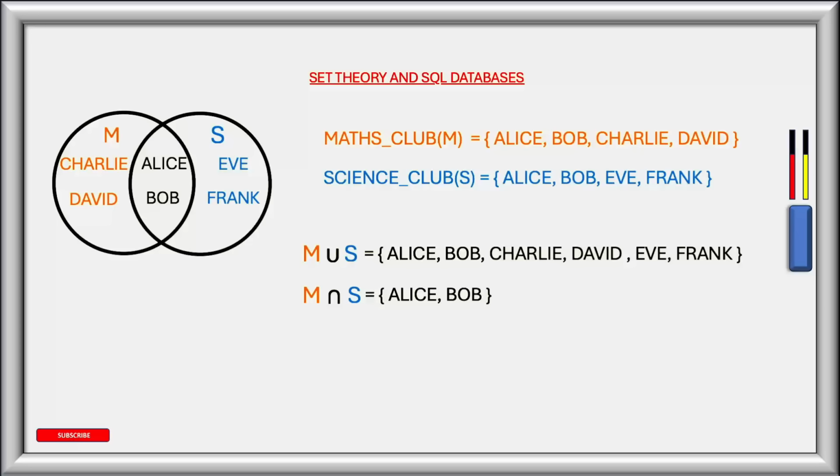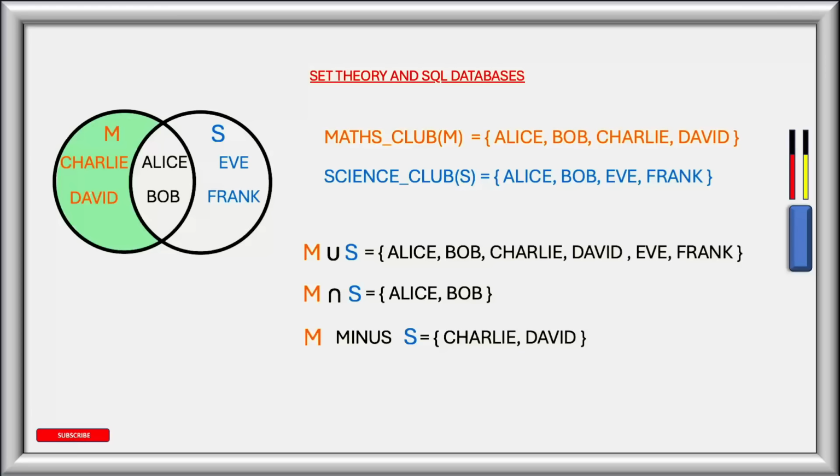Now let's look at who is in the Maths Club, but not in the Science Club. So this green shaded region here on the Venn diagram. And in set theory, that's the Maths Club minus the Science Club. And it includes Charlie and David. So let's take a look at how we achieve the same thing using Oracle SQL.